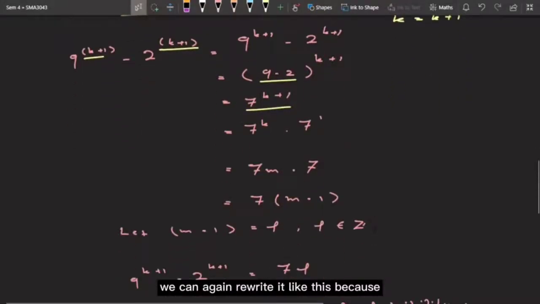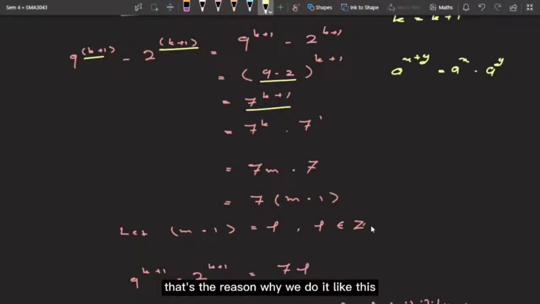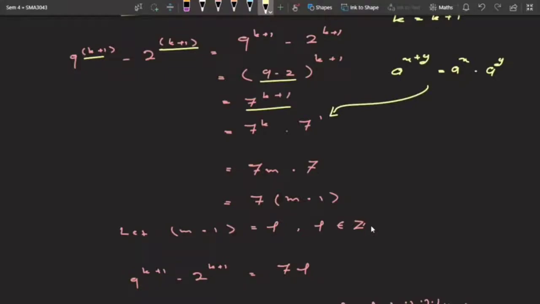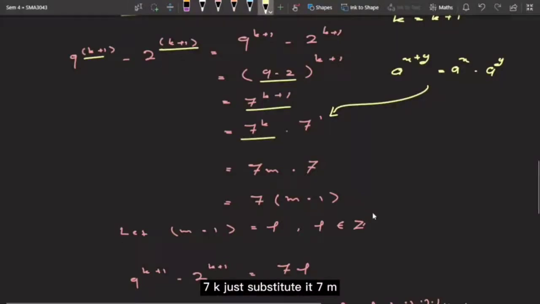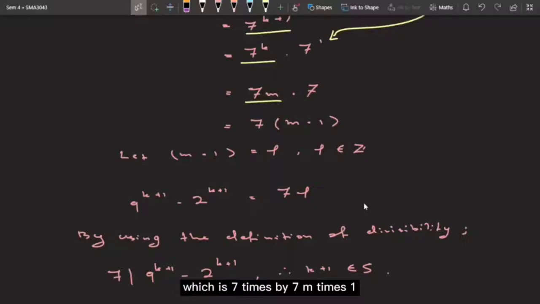We can again rewrite it like this because of indices, we know that a to the power of x plus y is equal to a to the power of x times a to the power of y. Hence the reason why we write it like this. And since we already have our 7k, we just substitute it with 7m. And now we need to factorize the 7, which is 7 times by 7m times 1.